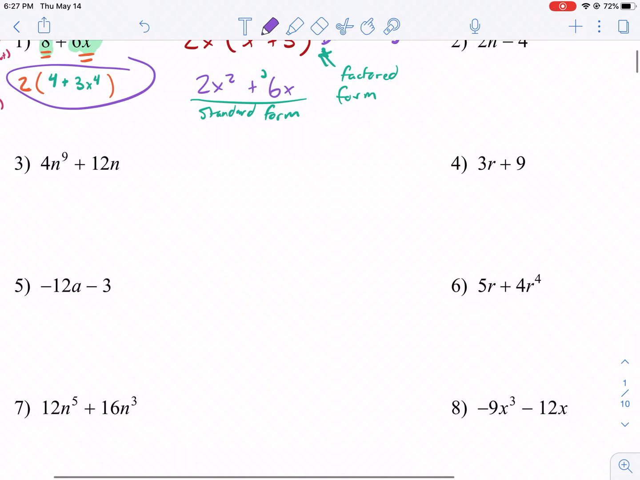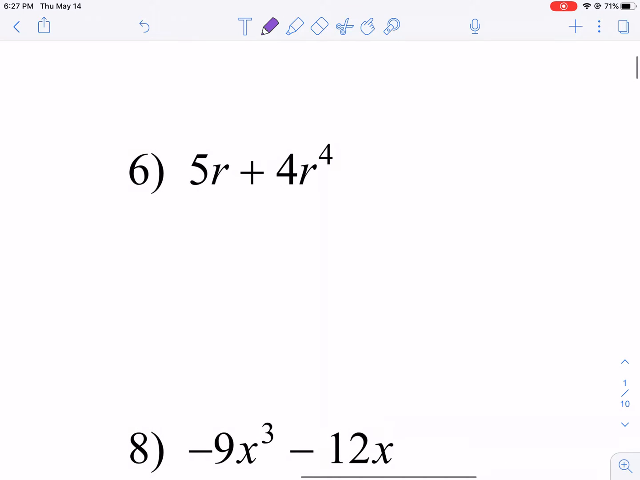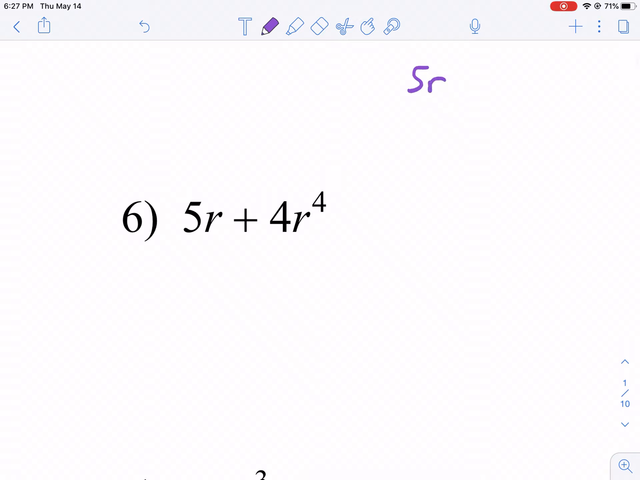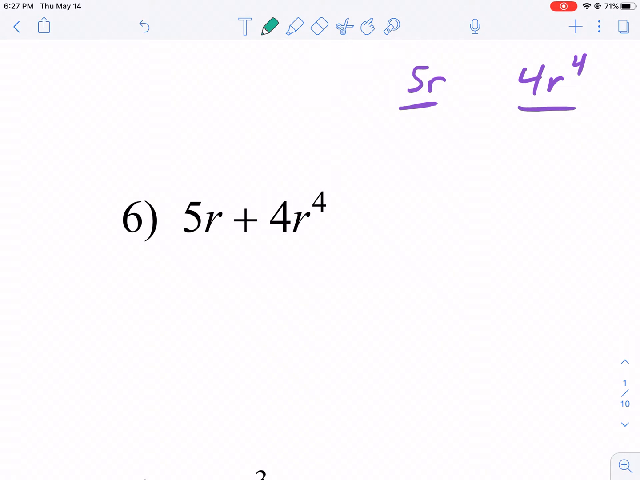Let's do another one that's a little bit more challenging. Okay, let's look at number 6. This one just stood out to me a little bit. First thing we're doing is we're going to look at 5r and 4r to the fourth, and we're going to look for common factors. We can start by listing them. For 5, the only factors are 5 and 1, and we're going to write r. That's it. There's not much there. Here we have 2, 4, and r, and then I'm just going to write r dot dot dot because you can see that we can go all the way up to r to the fourth power.